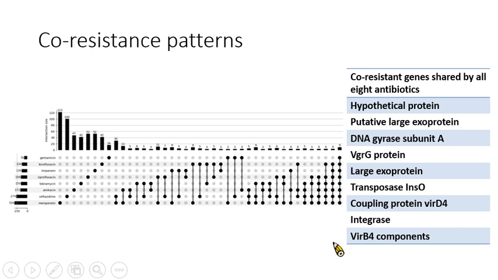Most of the genes are not currently known to contribute to antibiotic resistance, but because they are selected by all 8 antibiotic resistance datasets, they are probably doing something in the antibiotic drug resistance mechanisms or regulations.